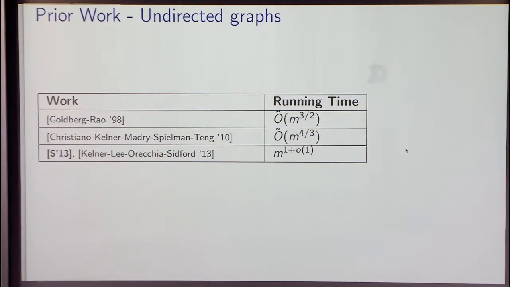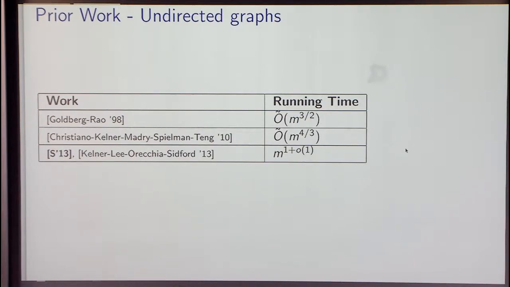This is a long line of history. So I'm just going to talk about the most recent work up until this. So for a while, the best known result was this result of Goldberg and Rao that actually worked in directed graphs and got a running time of m to the 3/2. And then in 2010, there was this breakthrough by Christiano, Kelner, Madry, Spielman, Teng that showed that, now in the case of undirected graphs, you can get m to the 4/3. So this was sort of the first sign that, well, maybe undirected graphs are easier than the directed case.